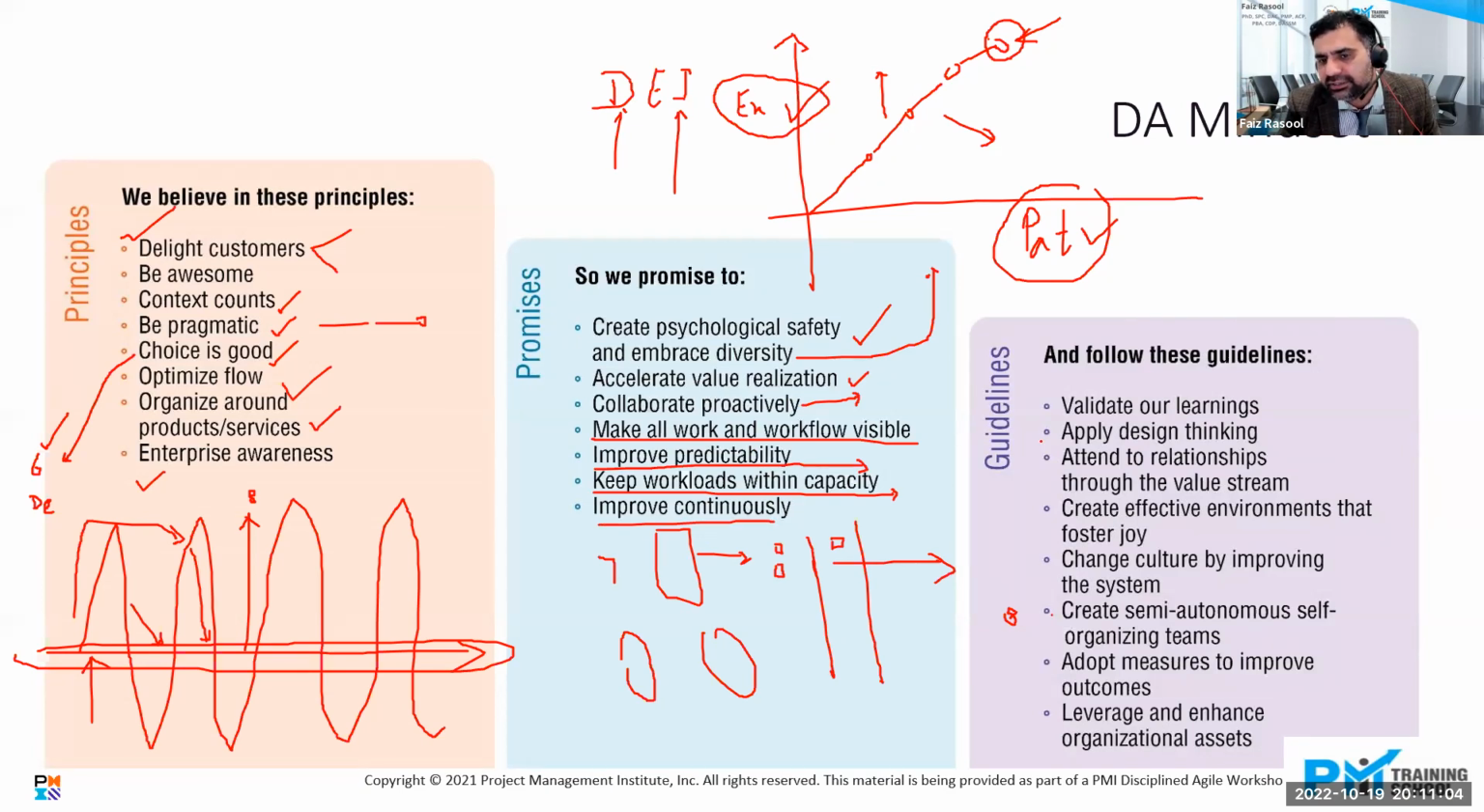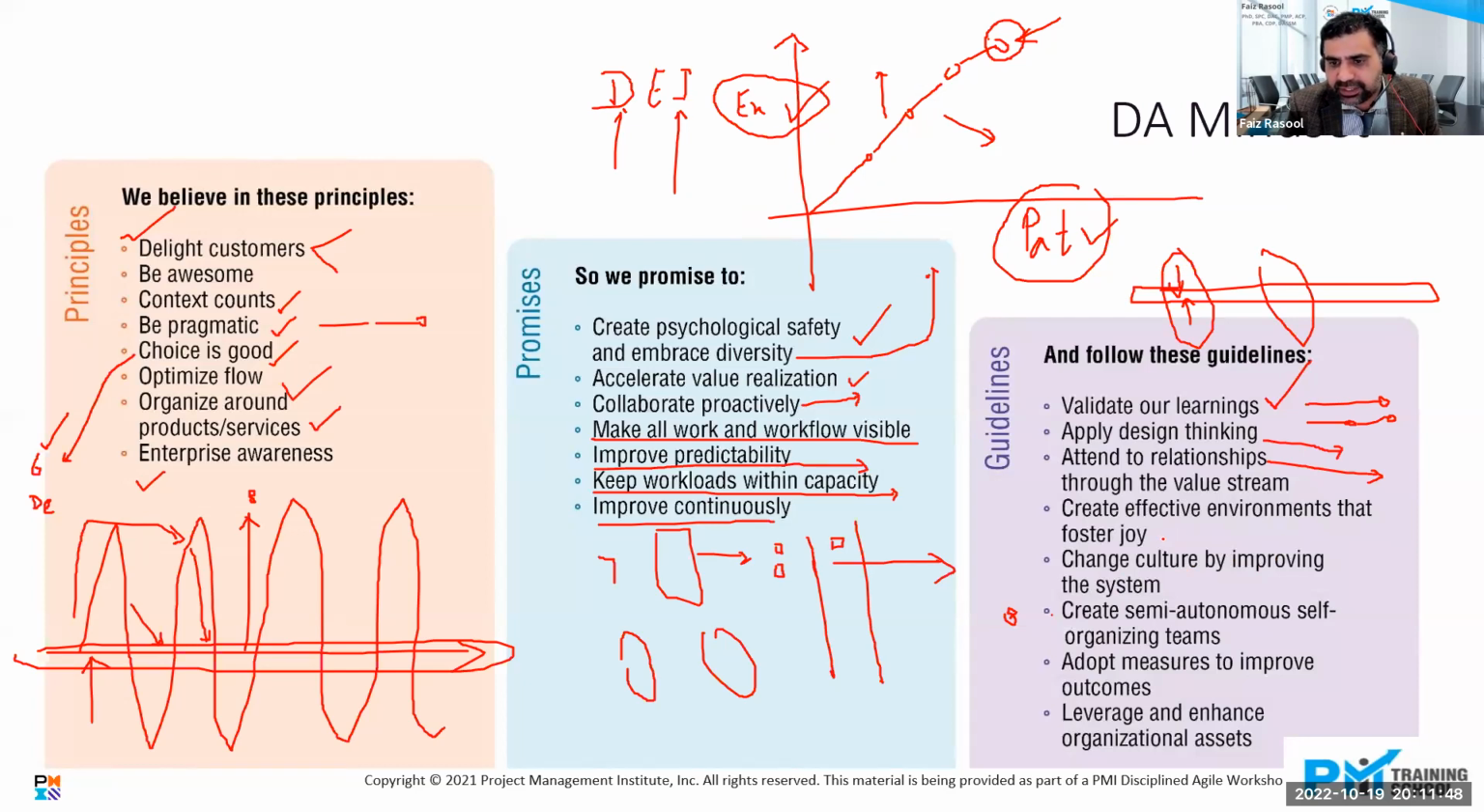And then guidelines. These guidelines really help us to improve. Validate our learning more often, at the end of each iteration, or if we are Lean-based, do it at regular intervals. Apply design thinking instead of designing as per your own mind. Put yourself in the shoes of your customer. Attend to the relationship. When we organize around the value streams, we should be attending to the relationship not only within our team, but with other teams around that value stream.